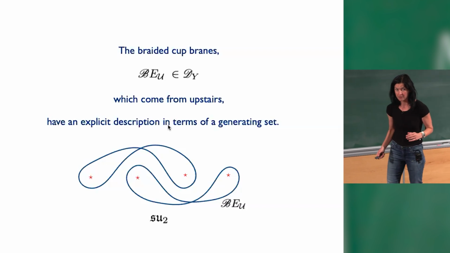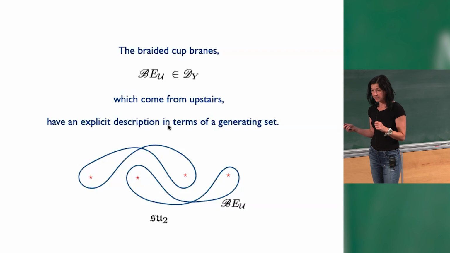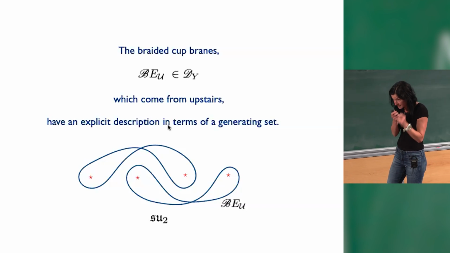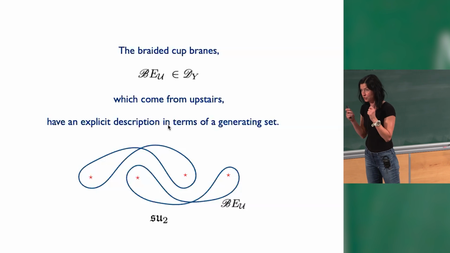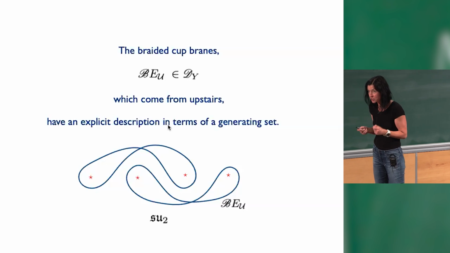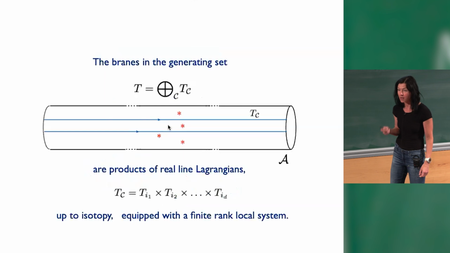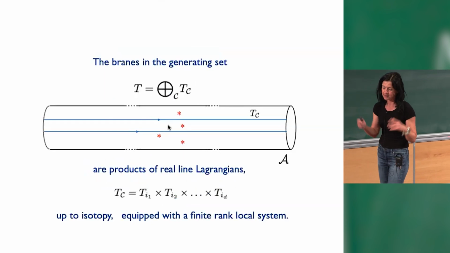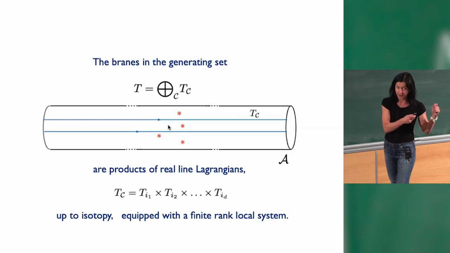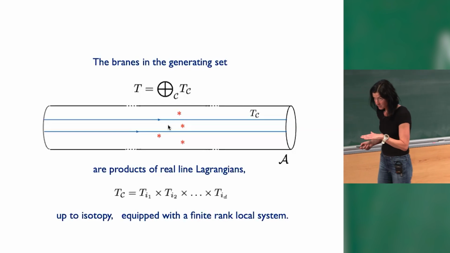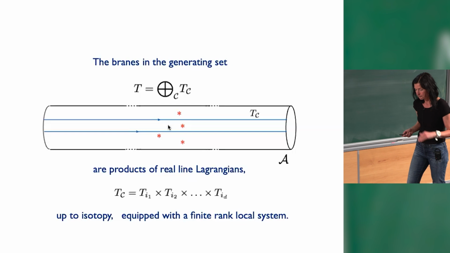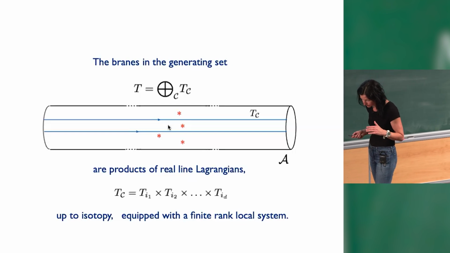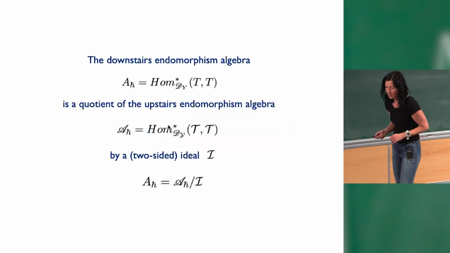Whether or not they generate is something you have to prove, but the fact that these branes can be explicitly described in terms of those generating T branes that I talked about earlier, you can show explicitly, because we'll actually know how to do it explicitly. So I'll tell you how. Again, these branes in the generating set, they'll generate the figure 8 branes, are all products of real line Lagrangians. In fact, the downstairs branes get equipped with a finite rank local system. It's not just the picture you see.